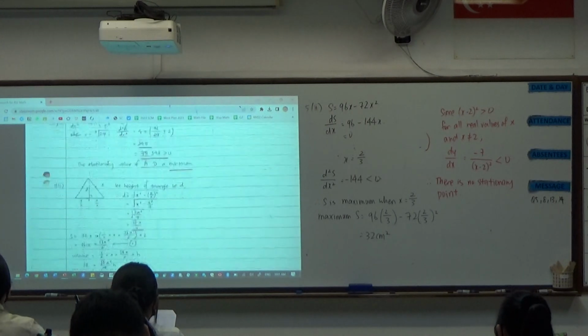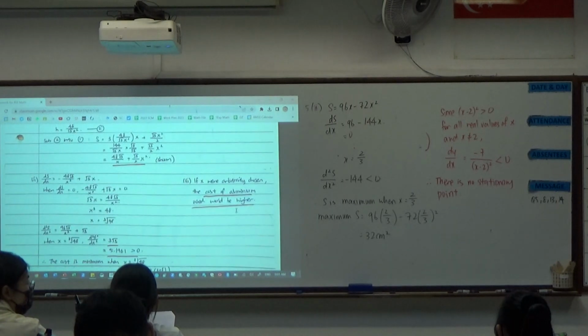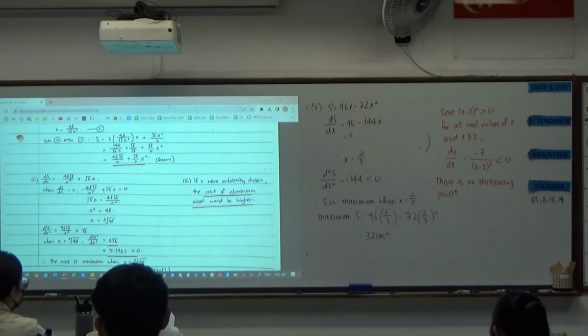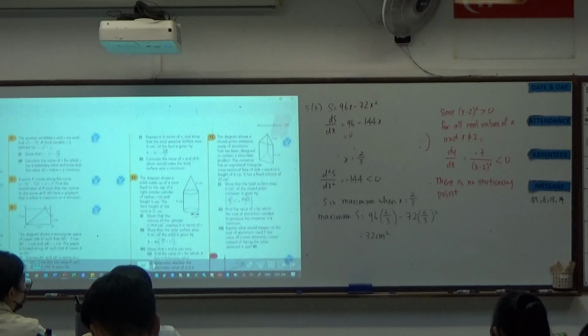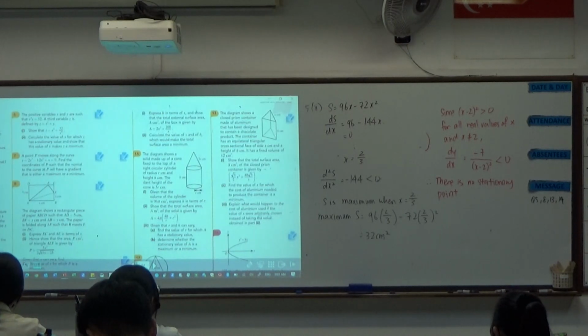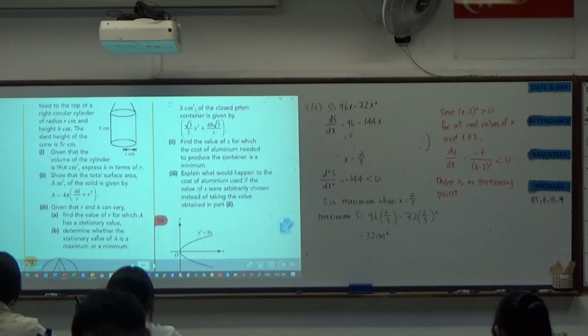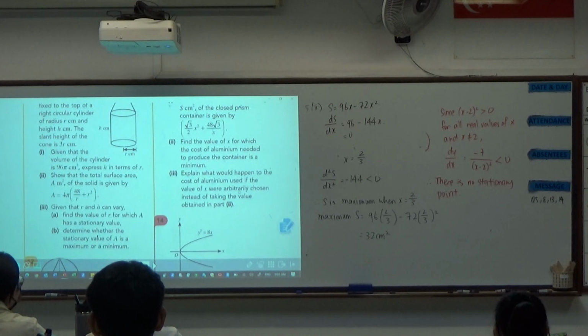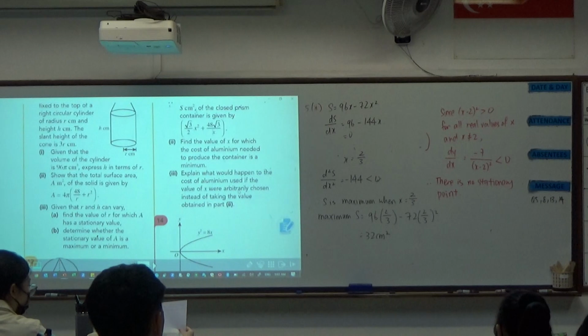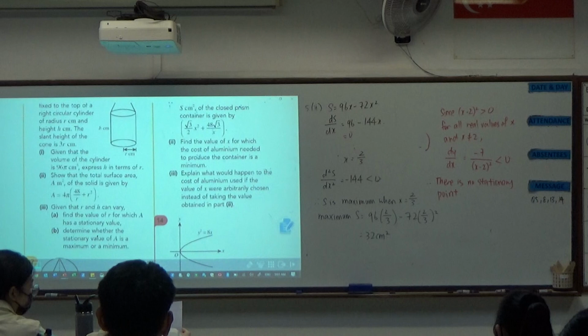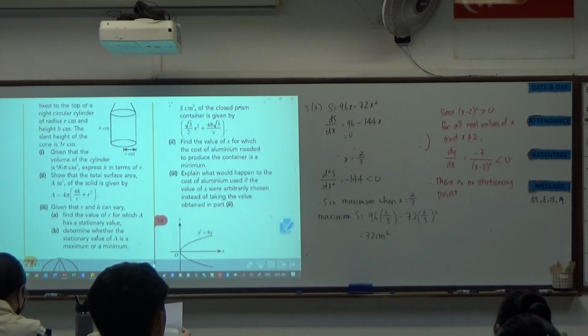And then in your question 13, the very final one, some of you are not understanding the question well. Question 13 says, explain what will happen to the cost of aluminium used if the value of x were arbitrarily chosen. What does arbitrarily chosen mean? It means that it's just randomly chosen. You just anyhow take an x value. That is what arbitrarily chosen means, instead of taking the value obtained in part 2.